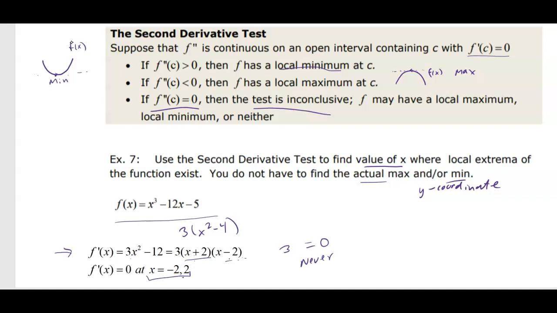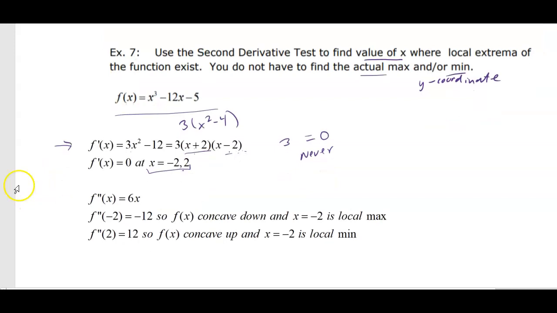So now I want to know whether these are a maximum or a minimum. So I will use the second derivative test. I could make a sign chart and put negative 2 and 2 on a number line. But what I'm going to do is I'm going to perform the second derivative test.